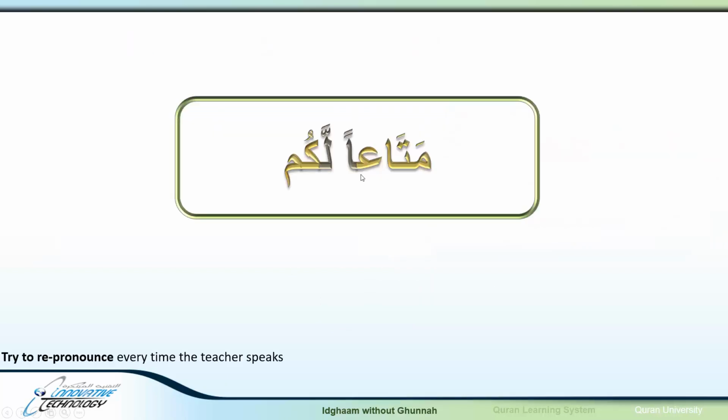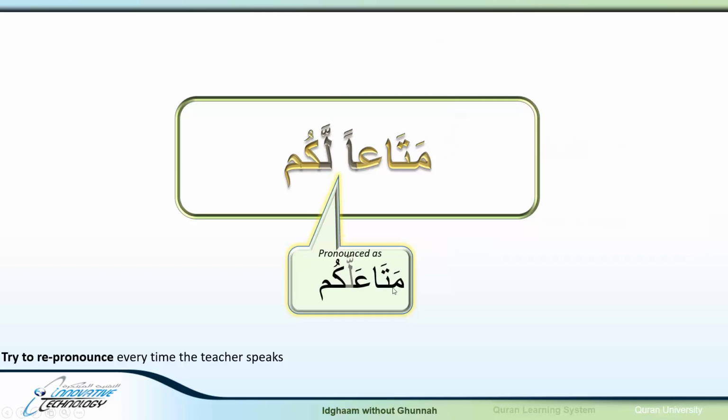Examples for tanween and the lam. Mata'an lakum. Mata'an, tanween with fatha, and the lam following it with fatha. Those, when merged together, would sound like mata'an lakum, as if there is no tanween. Mata'an lakum, ain directly with the lam, with shadda. Again, this is the way it's pronounced. The way it's written is still the classical way.